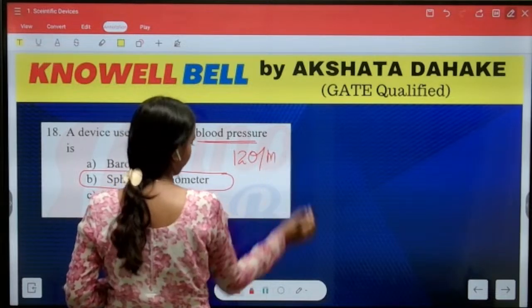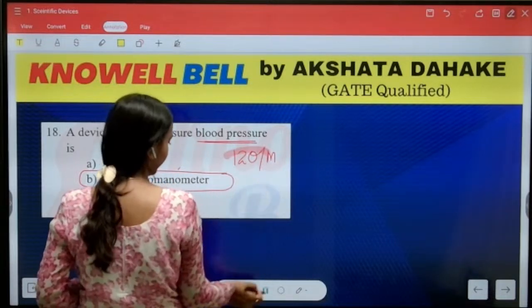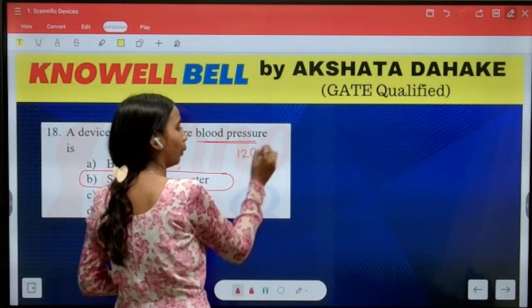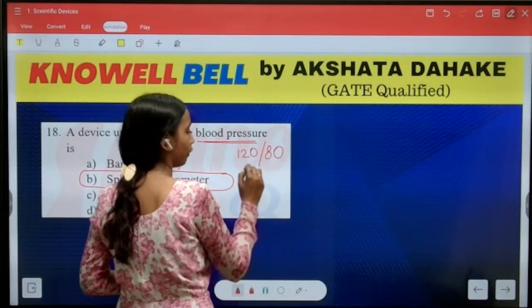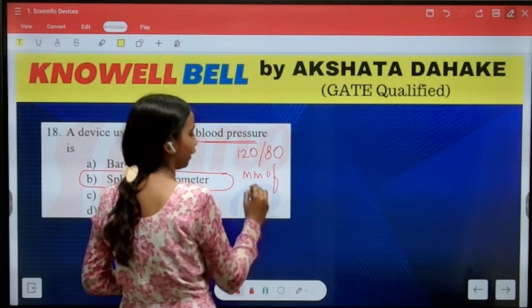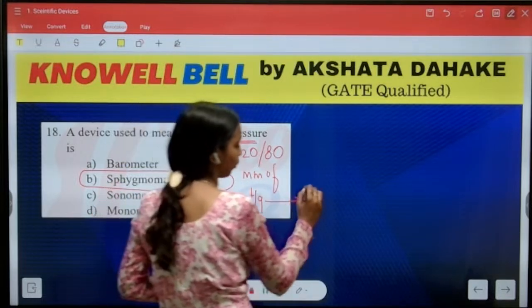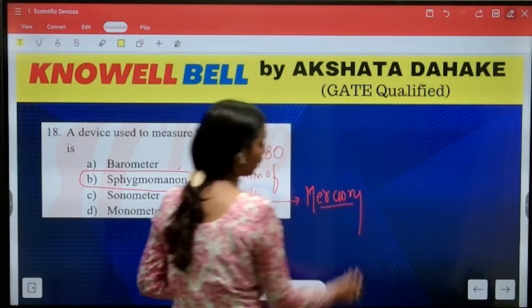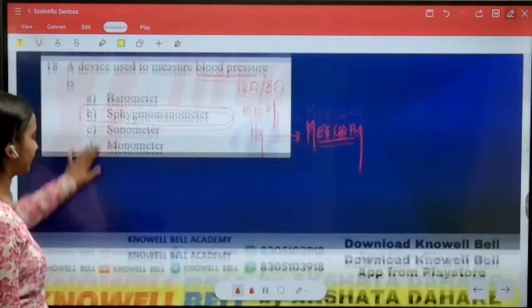The normal blood pressure of human being is 120/80 mm of Hg. What is the normal blood pressure of human being? 120/80 mm of Hg. What is the meaning of Hg? Hg stands for mercury. Okay, so mercury is the correct answer.